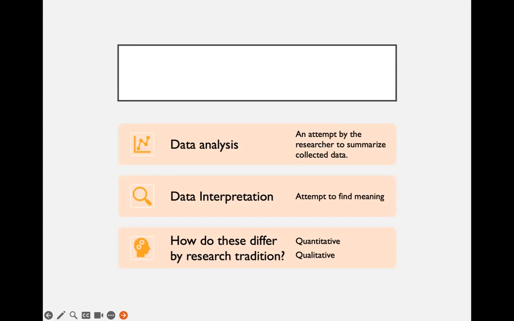How do these differ by research tradition? In quantitative research, data is analyzed first by identifying the type of measure that is involved in the research. Thus, knowledge of whether the data is nominal, ordinal, interval, or ratio can help the researcher understand what appropriate statistical tools can be employed in the process. Quantitative data analysis will necessitate not just the determination of the measure, but also the selection of the appropriate statistical tools in order to process the data set.